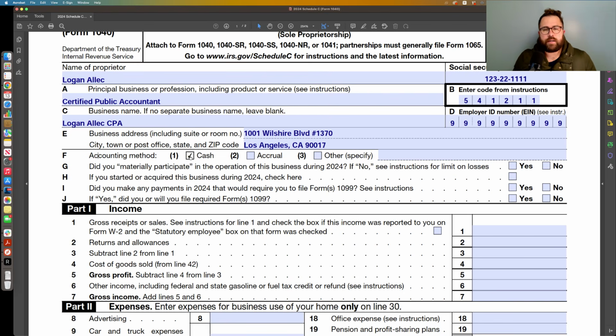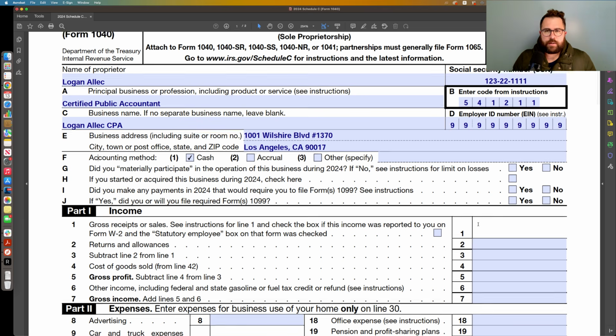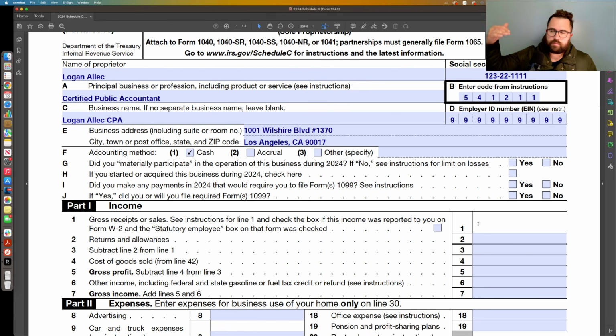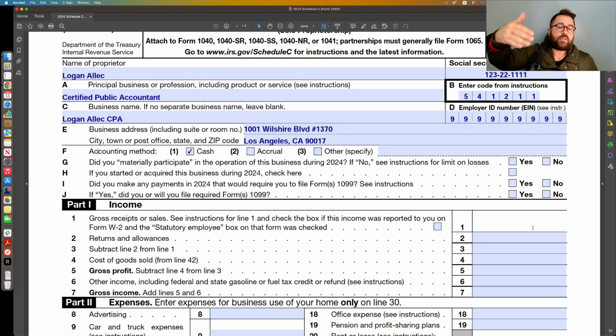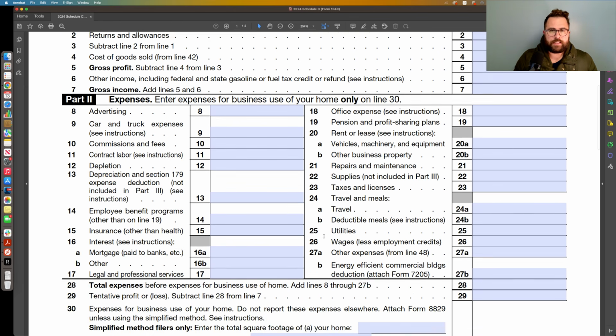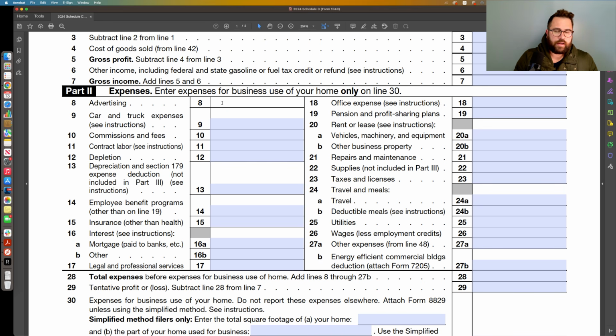Accounting method. Most of you out there are going to be doing cash, right? Meaning the number you put on the gross receipts line is going to be the total amount of cash that hit your business bank account for the services you performed or the products you sold. Let's say it's $100,000. Same thing with the expenses: the actual amount of money you spent on these expenses during the year.